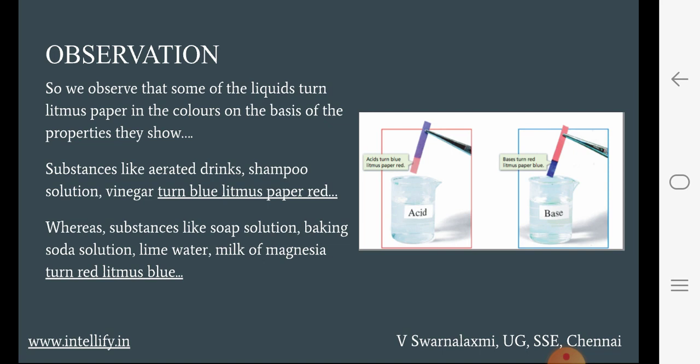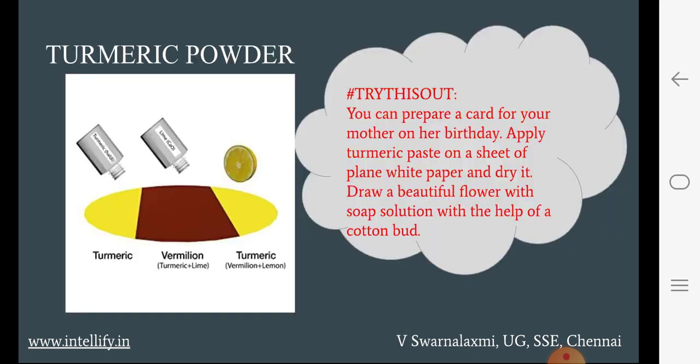समझ गए? Hope you would have understood till this point. Now let's move more ahead. The next topic is the second mostly used reagent or indicator, that is turmeric powder. Turmeric powder is generally very commonly used in our Indian homes.